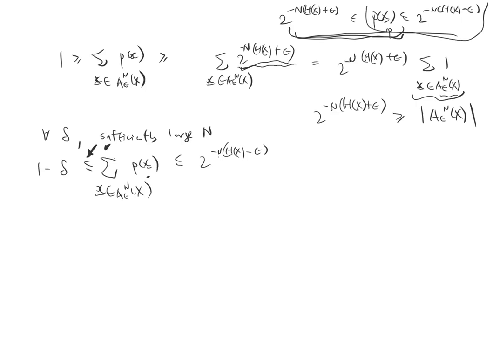Then I can move the term around. This is bounded by that, but again I should have the sum over x in A epsilon n of x, and this is just equal to the size of A epsilon n. So therefore, the size of this set of typical sequences will be lower bounded by, so this means that A epsilon n x.